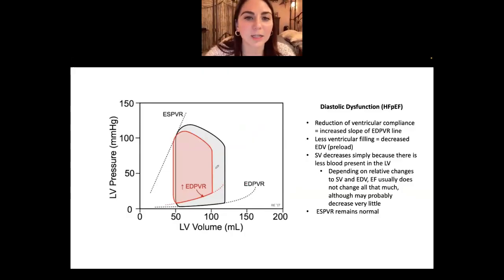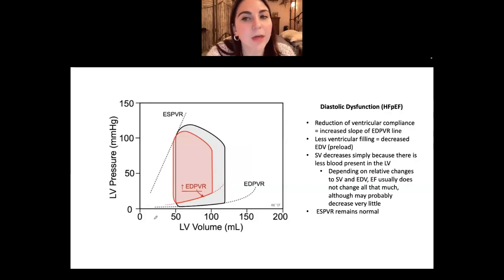Diastolic heart failure obviously looks a lot different from systolic. The first thing to note is that your end systolic pressure volume relationship is normal. That doesn't change at all. But the end diastolic pressure volume relationship, you have an increased slope, which I guess is a little harder to see. But again, like I said, if it increases, this is going to be the exact opposite of compliance.